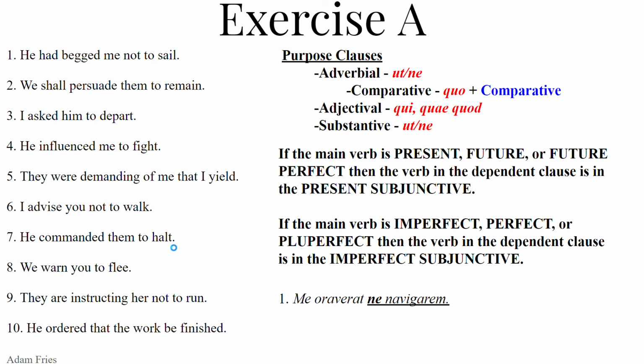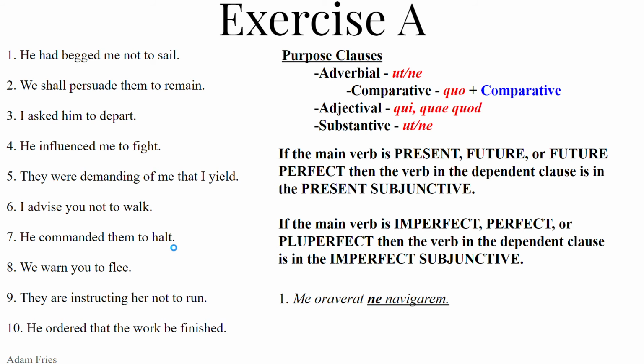Number 9, they are instructing her not to run. To instruct is mando, mandare, mandavi, mandatus, takes the dative. So they are instructing right now is mandant. It's like the English mandate, a command, an instruction. Mandant, it's just an easy first conjugation. They are doing it right now. Present tense, primary sequence, takes the dative. Ei, the dative of is, ea, id is ei.